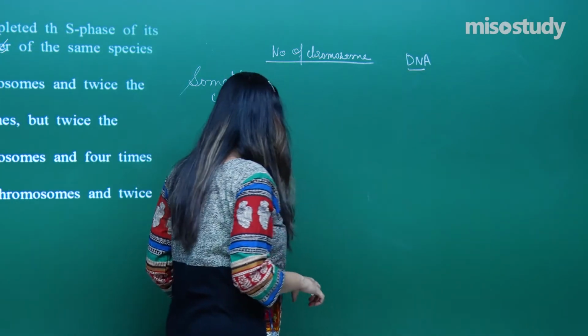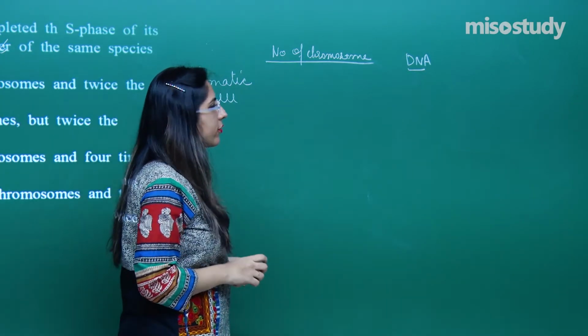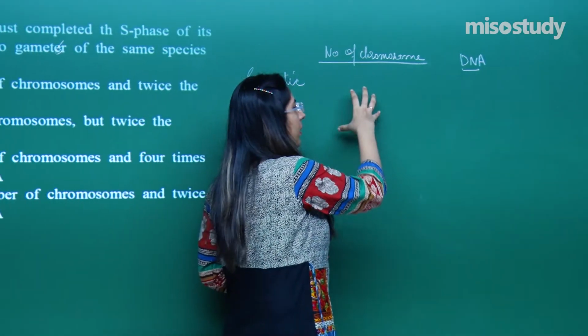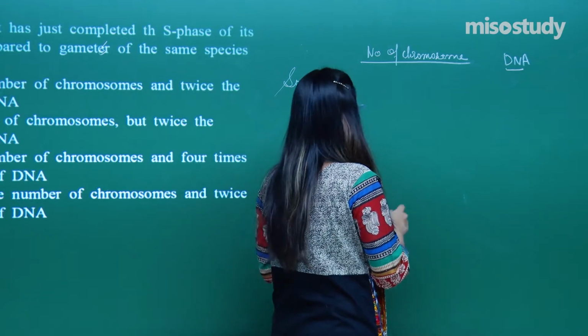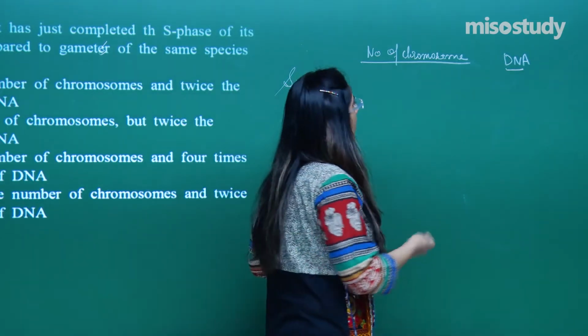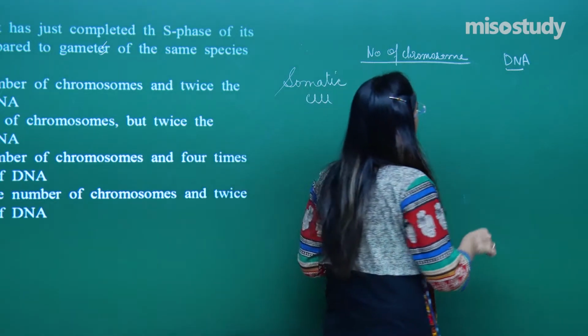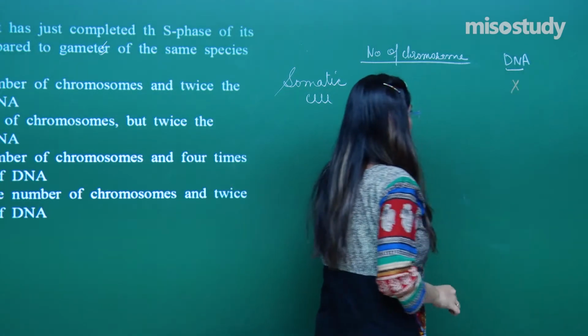Number of chromosomes and amount of DNA. In case of the somatic cells, mitosis occurs. The number of chromosomes remains the same. This is also called an equational division. Let's see, the number of chromosomes in this case is N and the amount of DNA in this case is X.